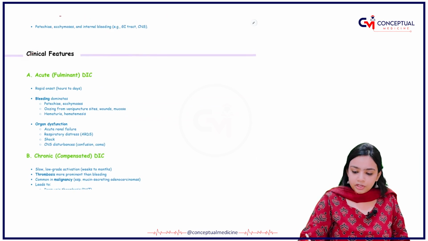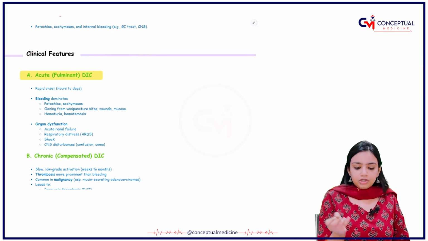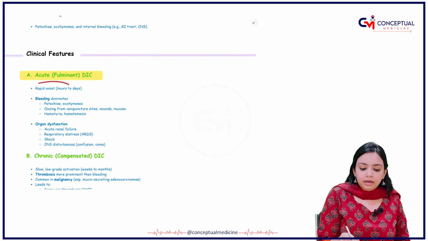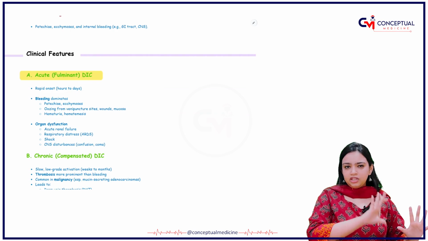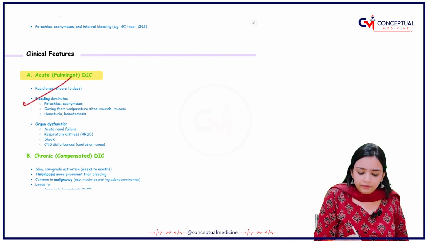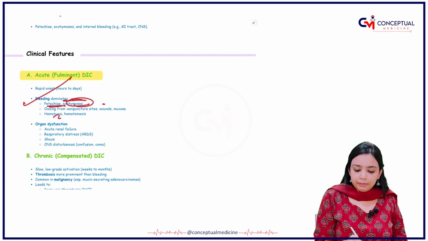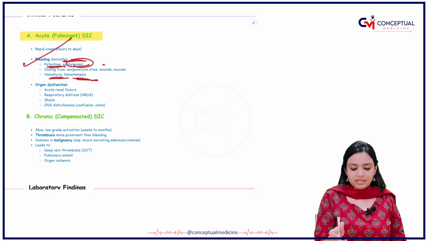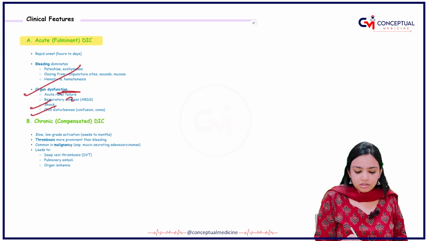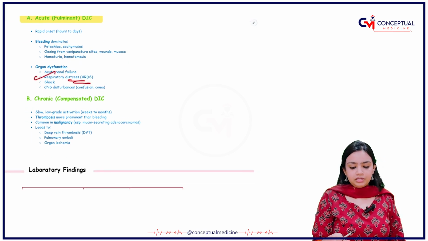What are the clinical features? In the first one, that is the acute one, the symptoms will be from hours to days. There will be bleeding dominance like petechiae formation and ecchymosis. There will be hematuria and hematochezia. There will be organ dysfunction like shock, CNS disturbance and respiratory distress.